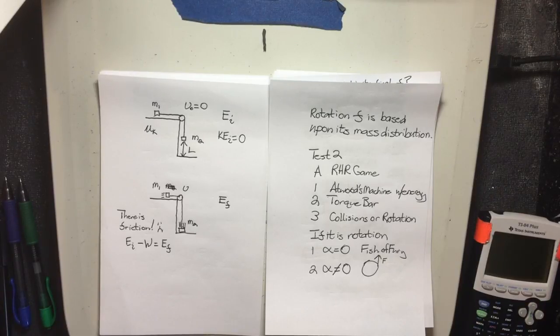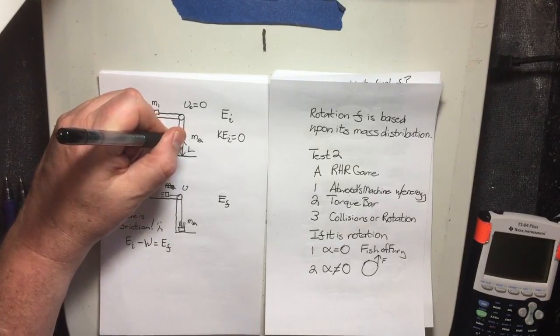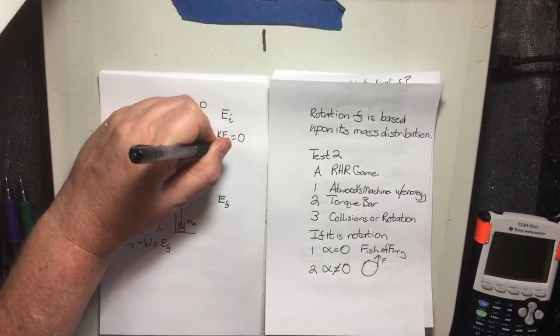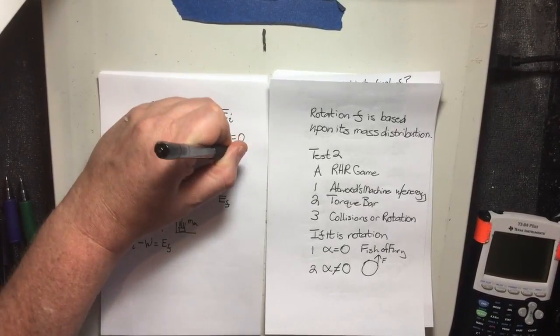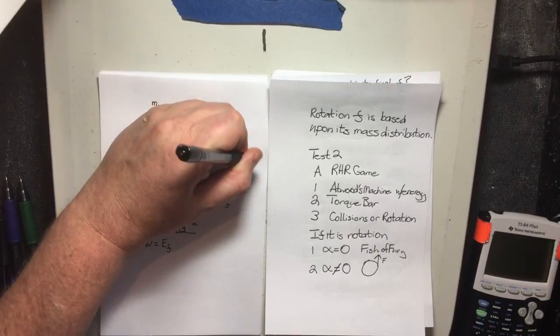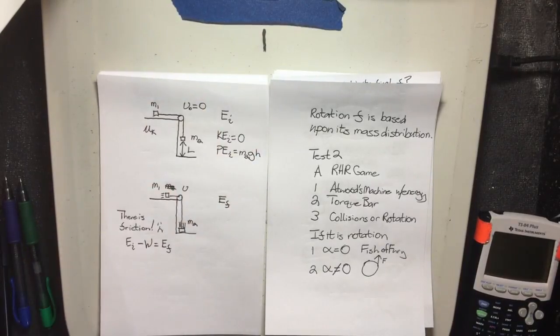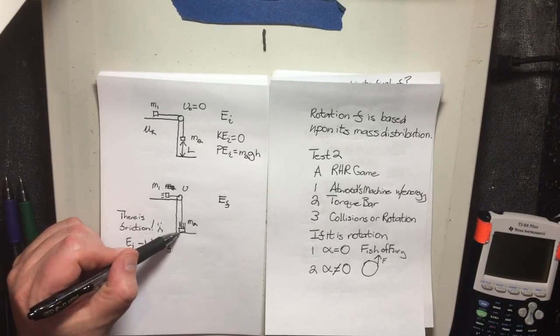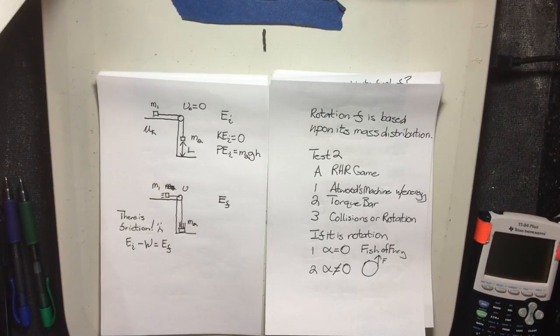So the only thing that can contribute potential energy to the system is mass 2. The potential energy initially is M2GH. That's the potential energy of the system. Now the energy at the final, this has just made contact with, or it's the instant before contact with the ground.